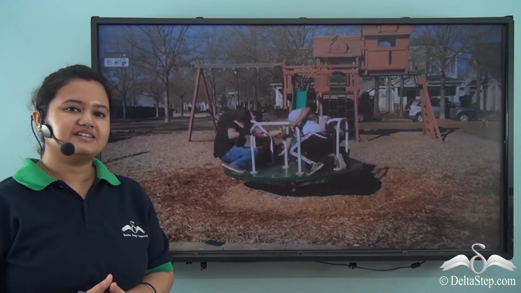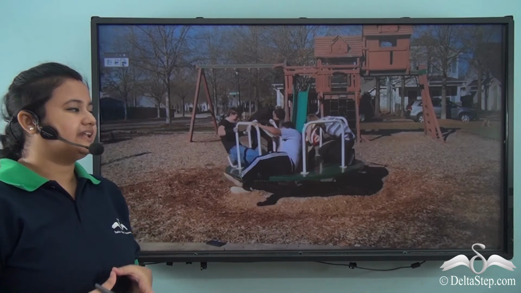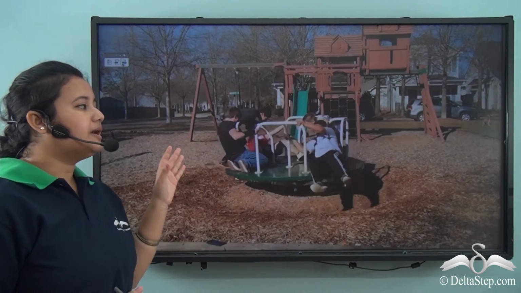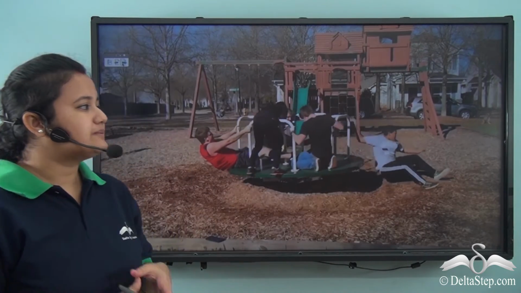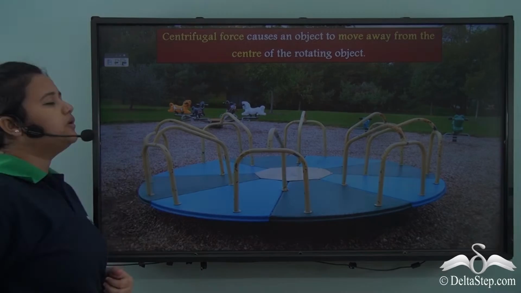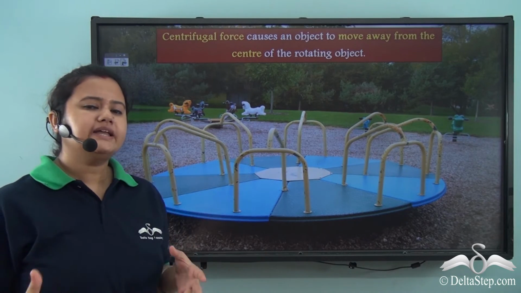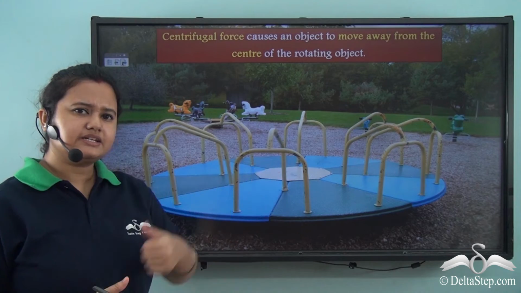Now, here we have a scene in an amusement park. Here we can see that the boys are having fun on the merry-go-round. But suddenly we can find that a boy slips off the ride and falls on the ground. Now one thing is bothering me. Why did the boy fall outside the merry-go-round and not inside it?